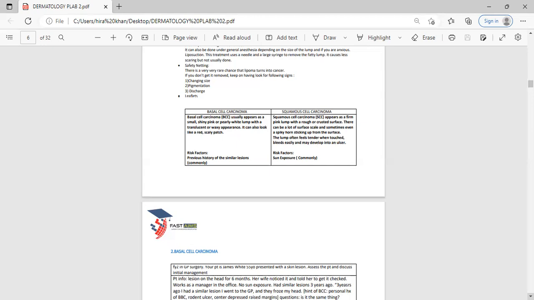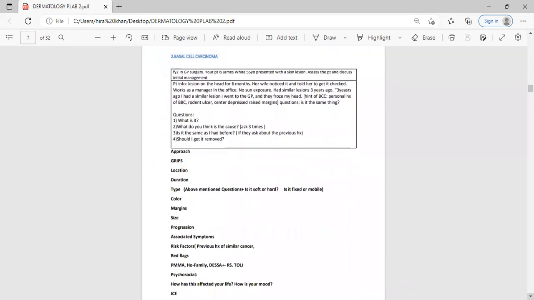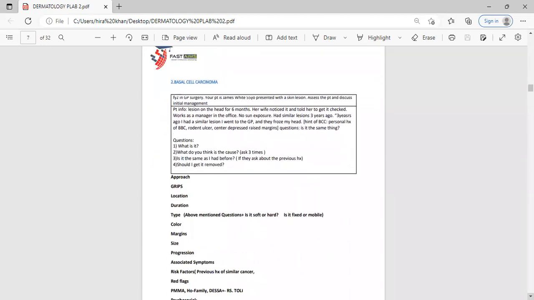And the most common risk factor that they will mention here would be the sun exposure. They will mention in the scenario that the patient is having sun exposure for the last 10 to 20 years, whatever. Okay. So the thing is the basal cell carcinoma.